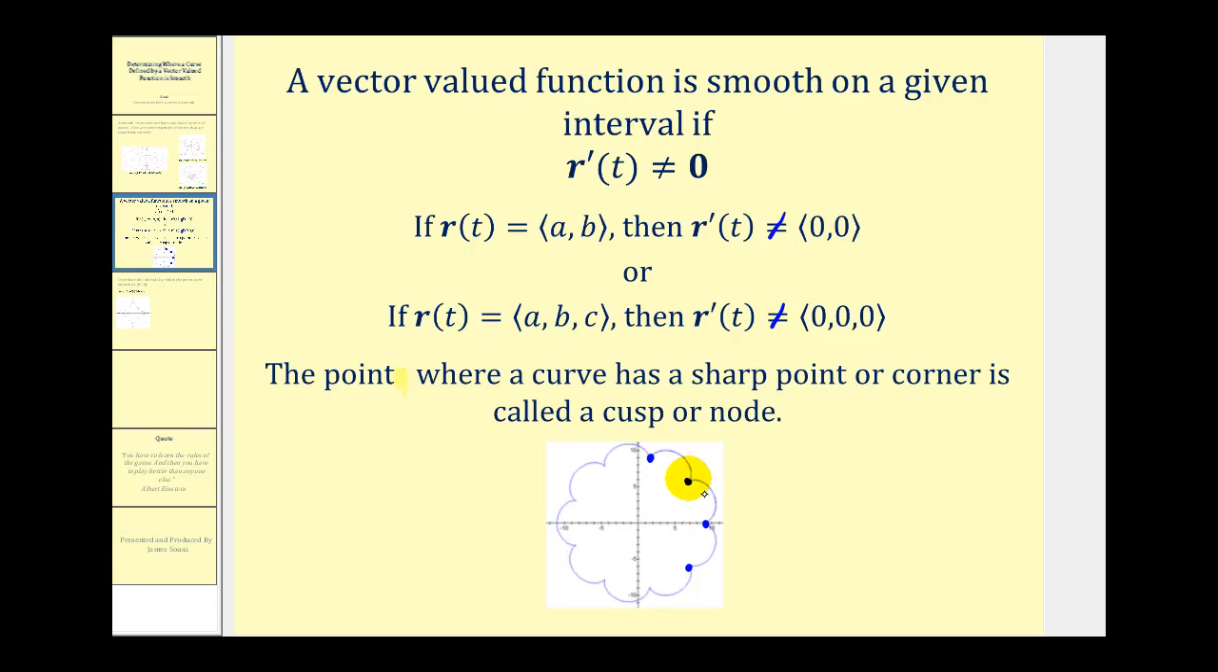So what we're going to do is determine where the derivative of the vector valued function is equal to 0. That'll give us where the nodes occur. And then the intervals of t in between these values will be where the curve is smooth. Let's go and take a look at an example.